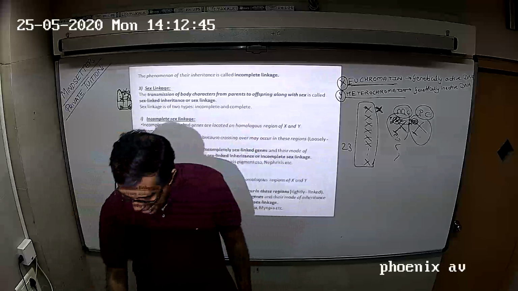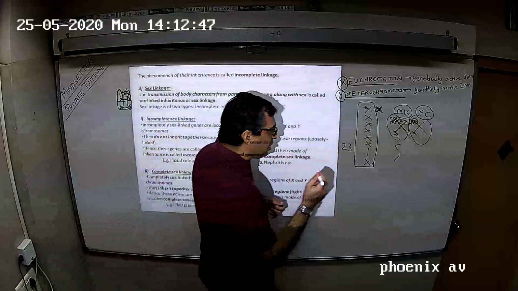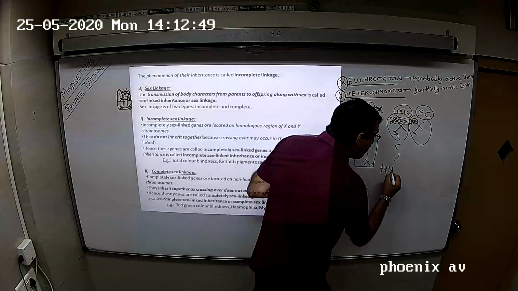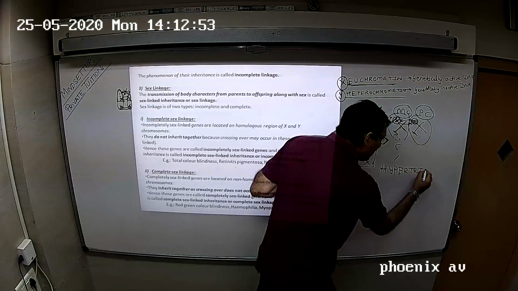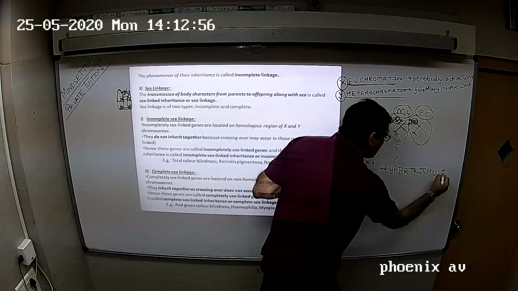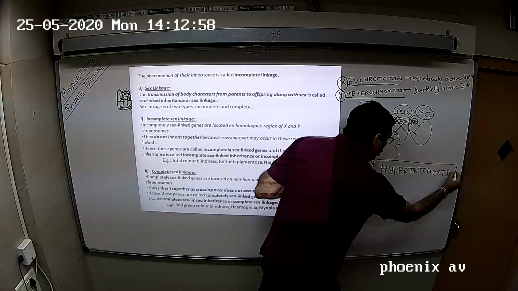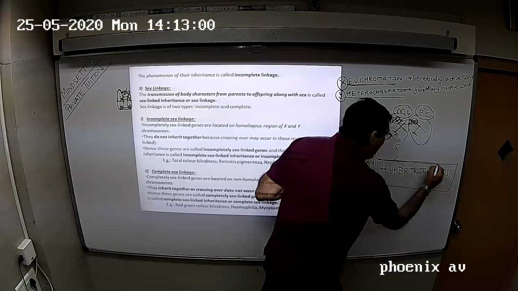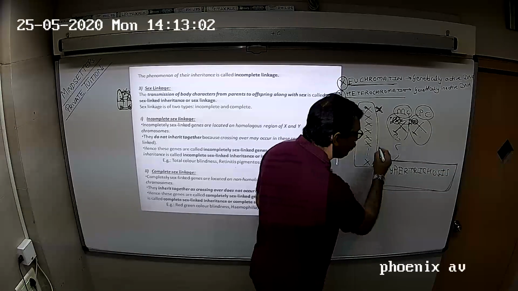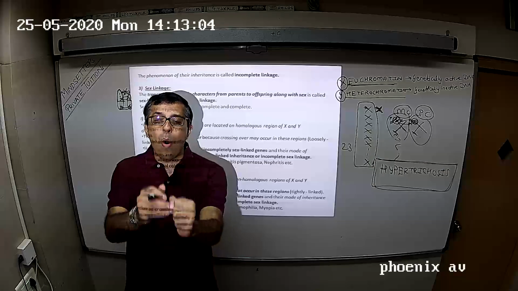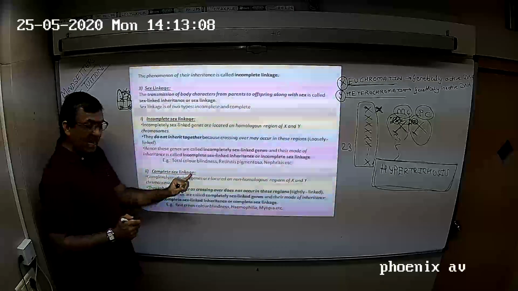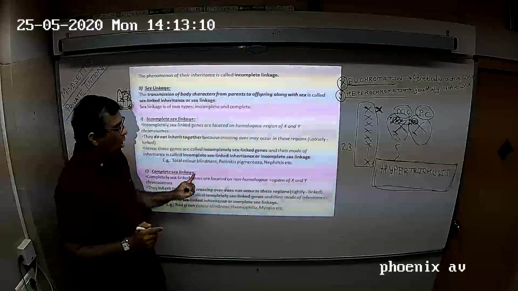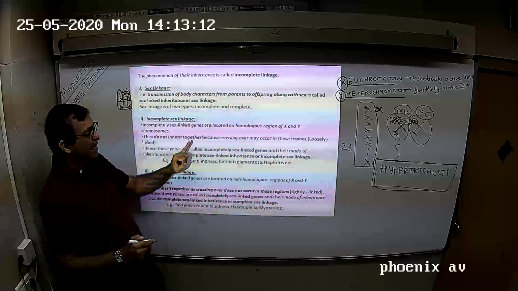And on the non-homologous region of the Y chromosome, we have genes which form hairy pinna. And hairy pinna is a disease called hypertrichosis. What is that called? Hypertrichosis. Hypertrichosis is a hairy pinna disease which will be inherited through the Y chromosome. So what is that kind of inheritance called? Complete sex linkage.